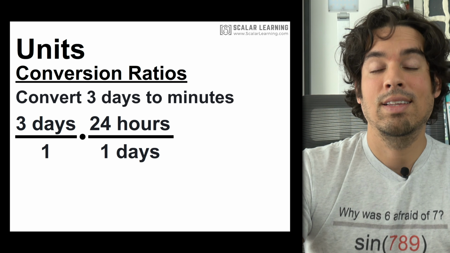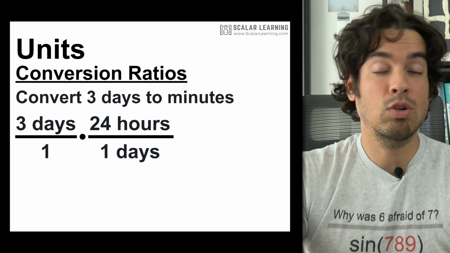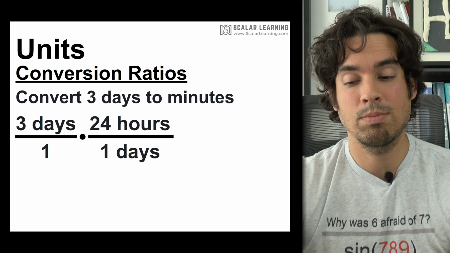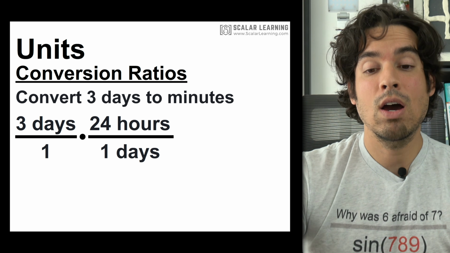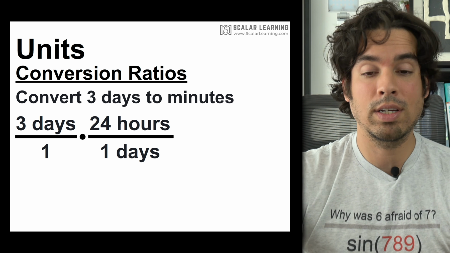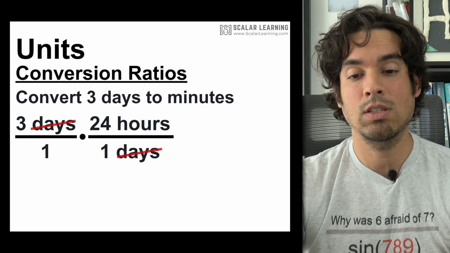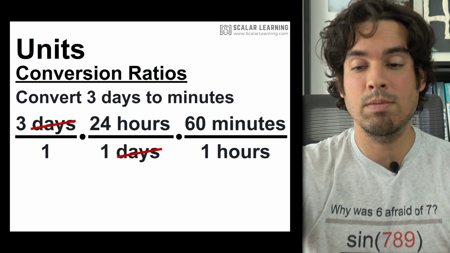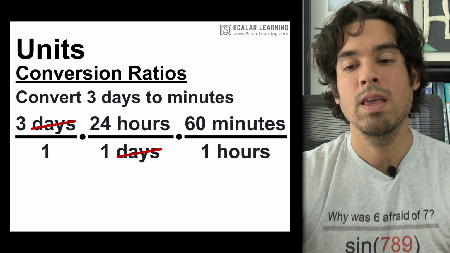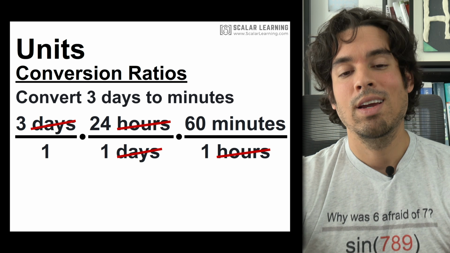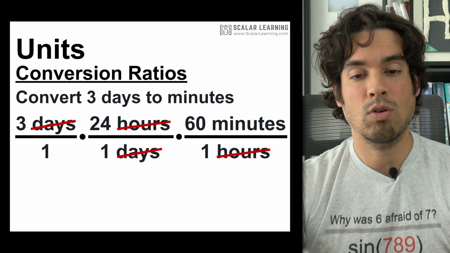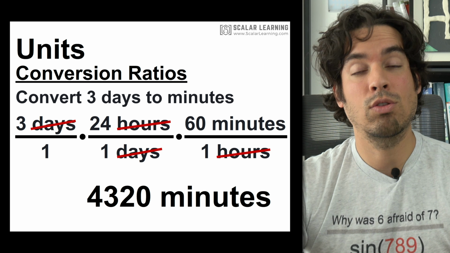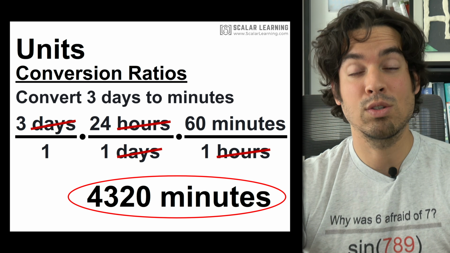And notice again, the day is going on the bottom, so it's on the opposite side of the days in that first ratio. So that way they're going to be able to cancel out eventually. Then now I've taken it from days to hours. Now I can complete it by going from hours to minutes. So we have this next one where again hours has to be on the bottom and the equivalent amount of minutes, 60 minutes, is on top. Now we cross cancel those hours. And now we're in great shape. We just multiply across the top. 3 times 24 times 60 gives us 4,320 minutes, and there it is, we are done.